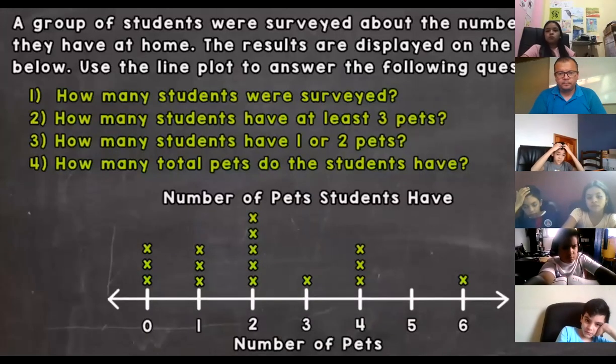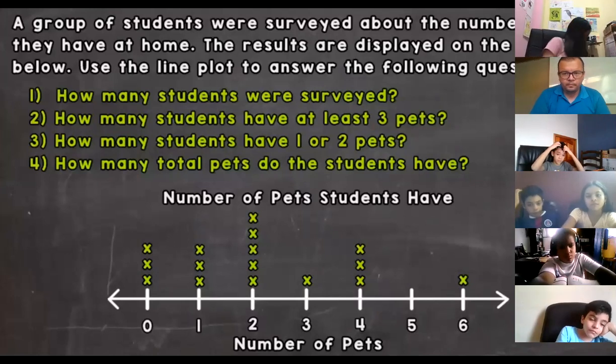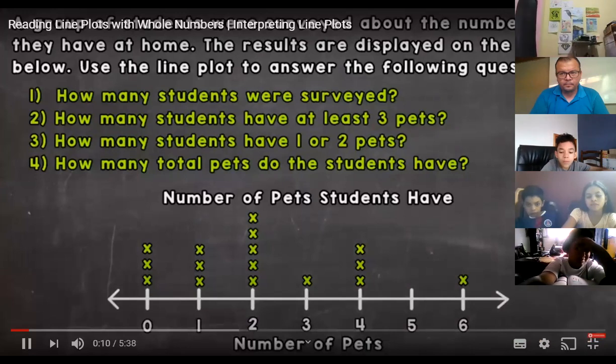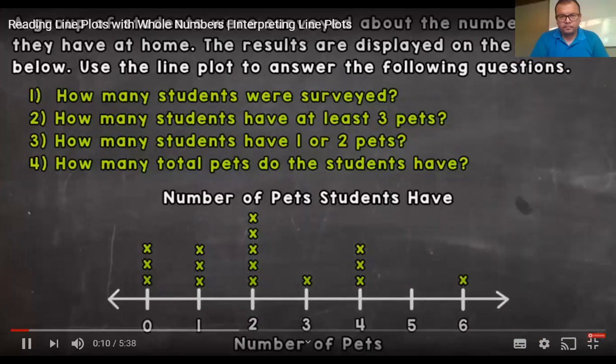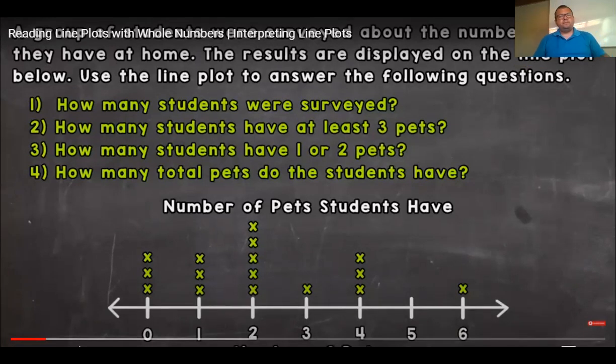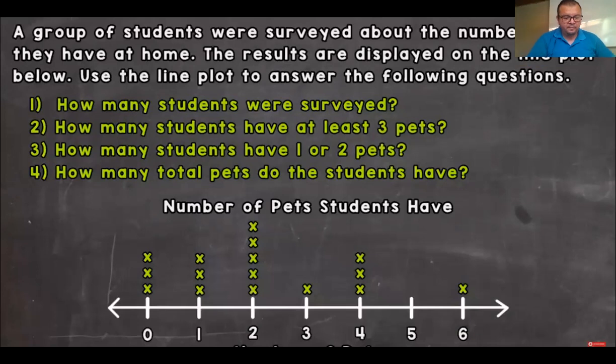In this video, we're going to take a look at a line plot and interpret, or read, the results of that line plot. So let's take a look at the situation up top. A group of students were surveyed about the number of pets they have at home. The results are displayed on the line plot below. Use the line plot to answer the following questions. So number one, how many students were surveyed?